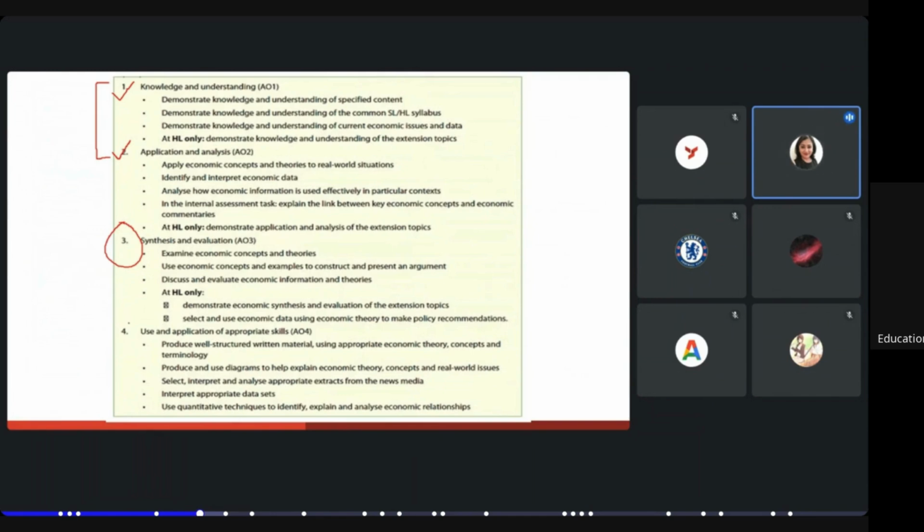The last one for econ students, again, I'm very confident students do this pretty well. AO4 is use of application and skills.